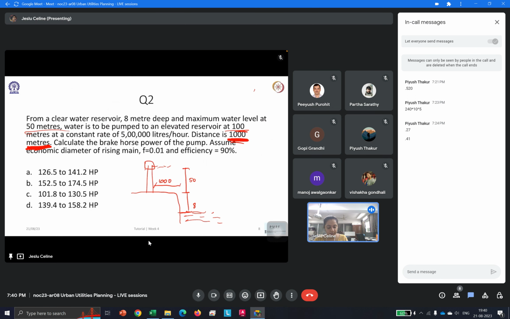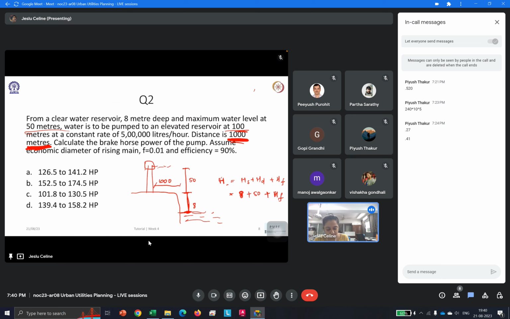So this means that our total lift. We have already discussed what constitutes a total lift. Total lift H is equal to lift due to suction, discharge, and friction. Suction is when you're taking it out, so that is 8 meters, plus 50 meters for pumping up, plus the frictional lift. That we do not know. We need to find that using the formula which we used before. So this is about the lift.